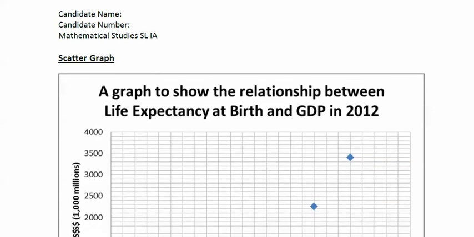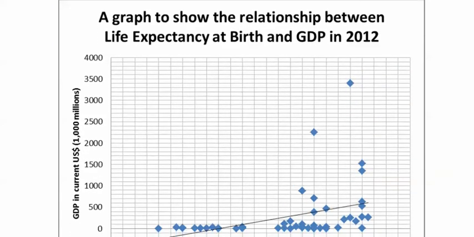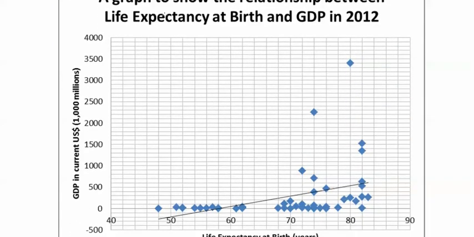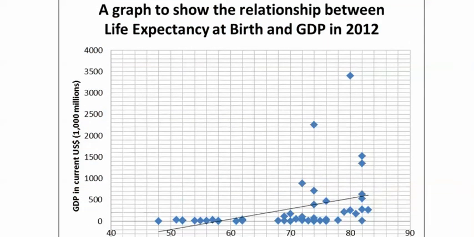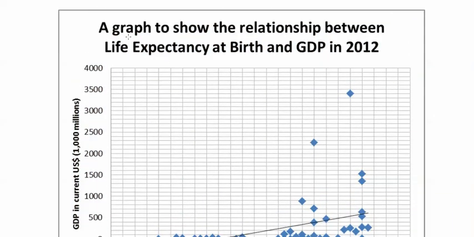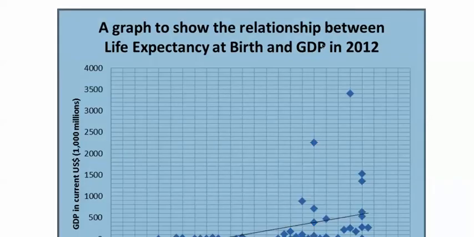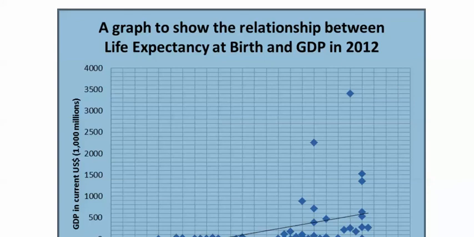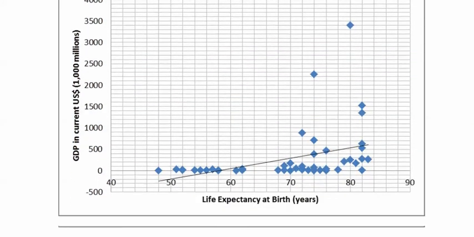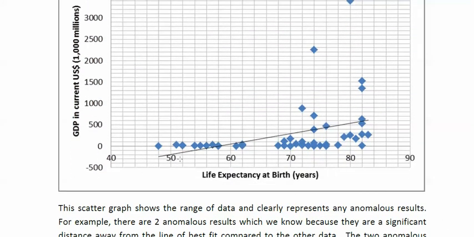Also on your diagrams, now remember you can use Excel to draw your charts and bar charts, but the great thing the student has done, he's got a very clear title on the scatter diagram: a graph to show the relationship between life expectancy at birth and GDP in 2012. It's pretty obvious what the chart represents. The axes are labeled really clearly on both. There's a line of best fit, and the data points are clear as well.